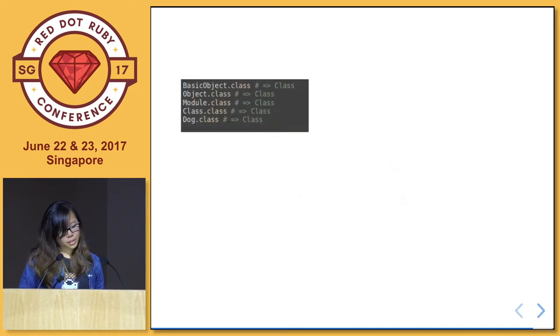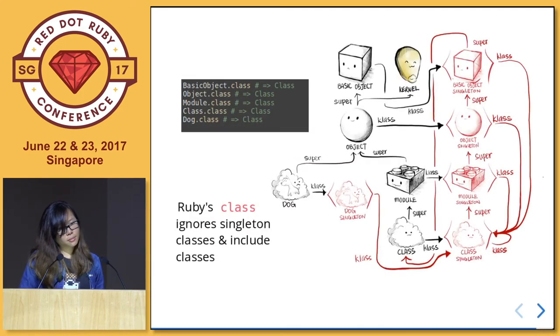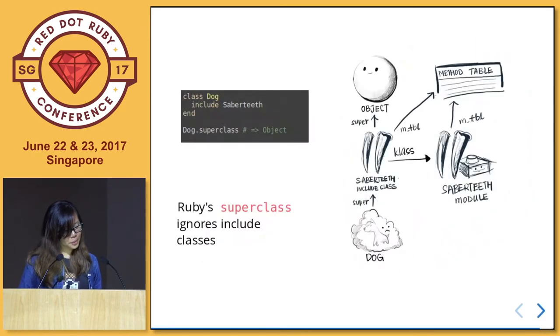The answer is, pretty simply, that Ruby's class method does follow the class pointer in the C struct, but it just ignores singleton classes and include classes along the way. And so the class of the dog singleton class is still Class, right? And Ruby's superclass method also follows the super pointer of the C struct, but it just ignores include classes along the way. And so even though the super of our dog class here is actually the saber-teeth include class, its superclass is still Object.